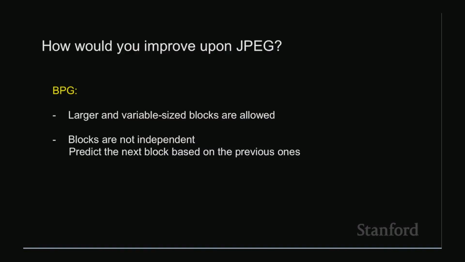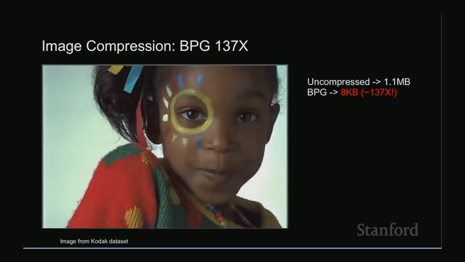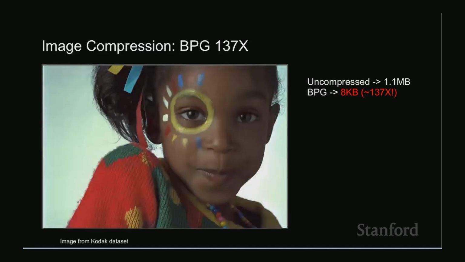And so we don't have to go into details, but this is what the image compression for JPEG looks like again. The 137x, where it was horrendous. And if you do it by BPG, where you allow for all these variable length blocks, predictive coding, as well as, what was the third thing? Larger block sizes, then you can get this image at 8 KB. Now you can clearly see these two are at the same sizes, but basically what I want to highlight is there is a lot of space to improve compared to just the JPEG in terms of quality.